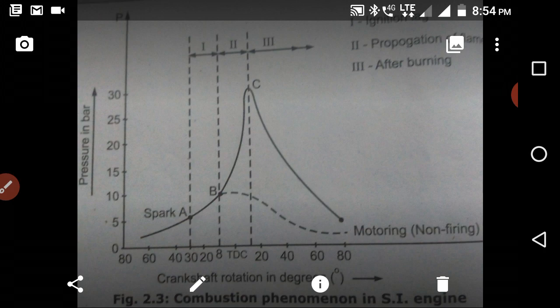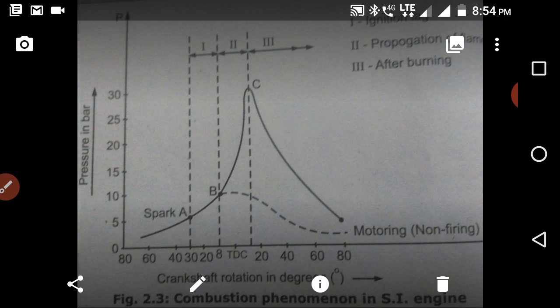We have already discussed that in an SI engine we are supplying an air-fuel mixture. That mixture is homogeneous, prepared by the carburetor. In the carburetor we create the homogeneous mixture of air and fuel, and that homogeneous mixture we supply to the engine cylinder.